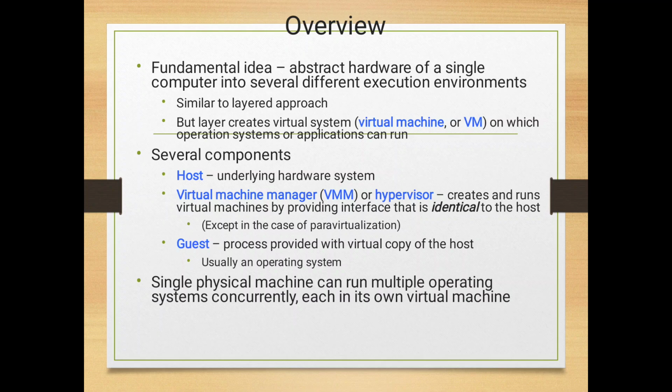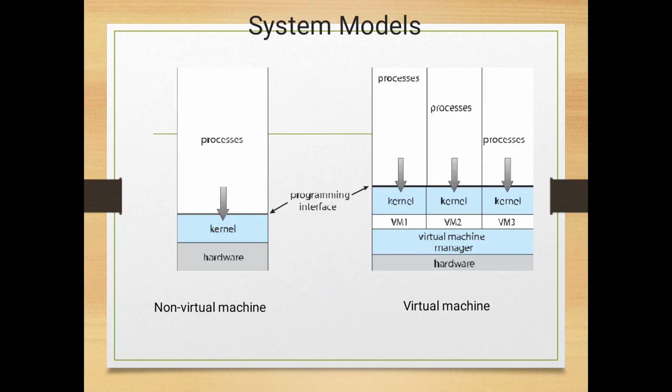And the third component is the guest. It is a process provided with a virtual copy of the host. In this way, a single physical machine can run multiple operating systems concurrently, each in its own virtual machine.